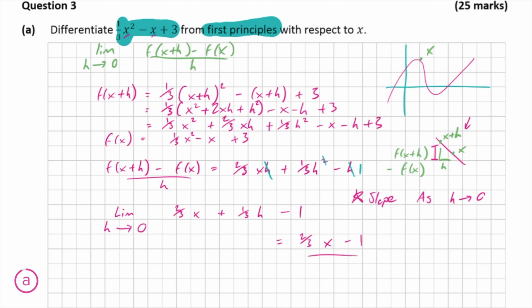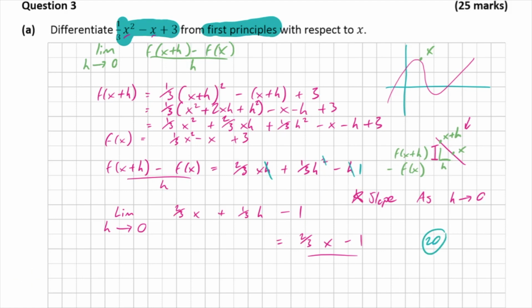And feel free to check it using the regular method of differentiation of bringing down your exponent and all that if you want to from the original function. But this is the final answer. And for getting all that out, you are going to get 20 marks. So pretty much all the marks of the question are going for this part A.